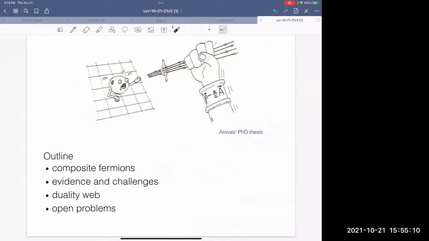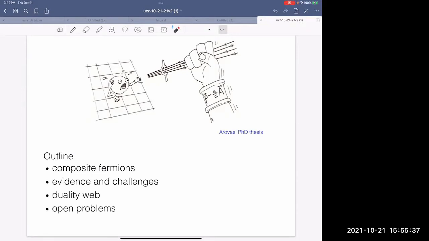All right, so here's the outline of my talk. So I first want to give you a physical picture for this theory of the half-filled Landau level. This has to do with so-called composite fermions, which are shown here in this lab picture. And then I want to talk about some evidence for this physical picture and some challenges.